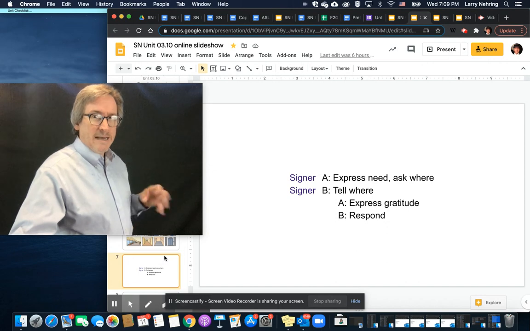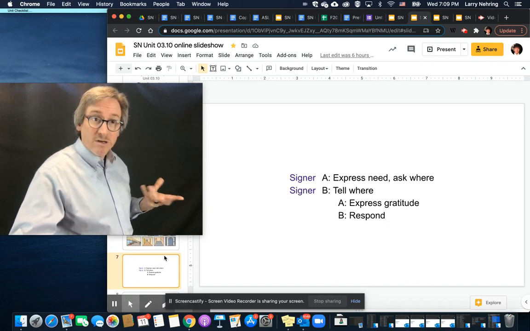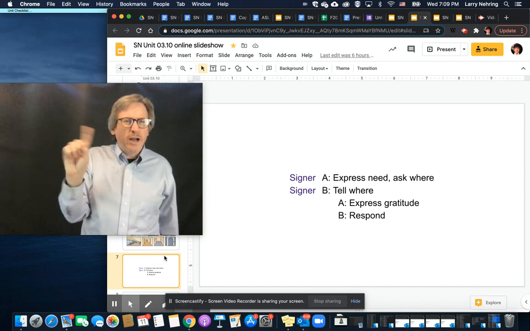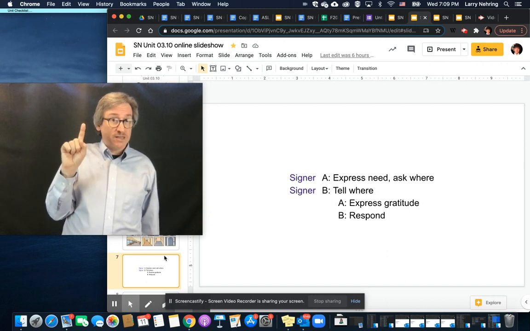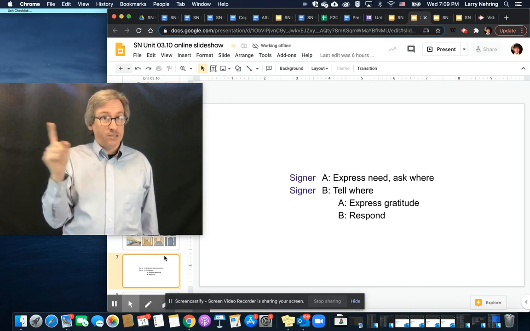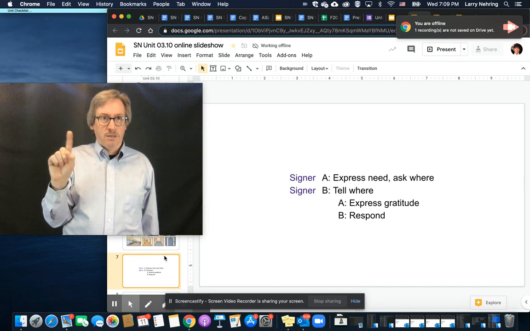So again, express the need, ask where. Sign for where. Where. It's different than alone from the previous, which is alone, right? It's where. You wave it side to side.